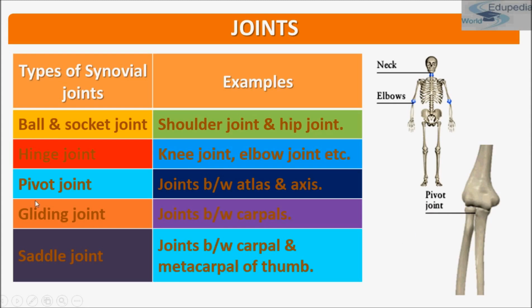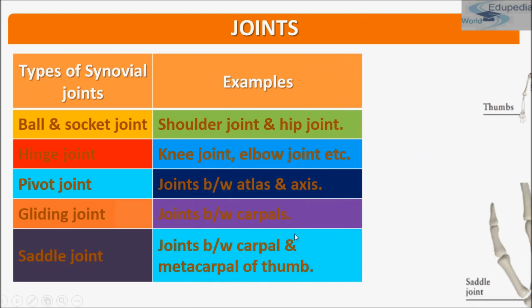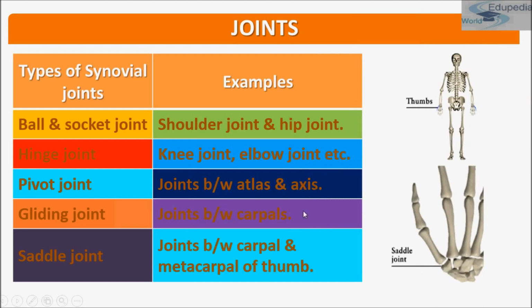Okay, then comes gliding joint. Gliding joint is the one in which the gliding movement takes place. So it is between carpals. Okay, intercarpal joints. See, this is the carpal joint.